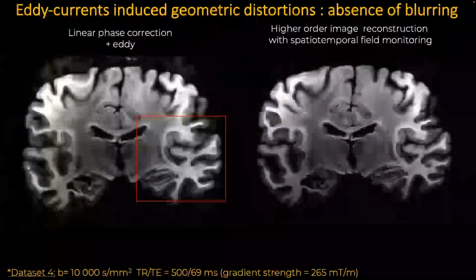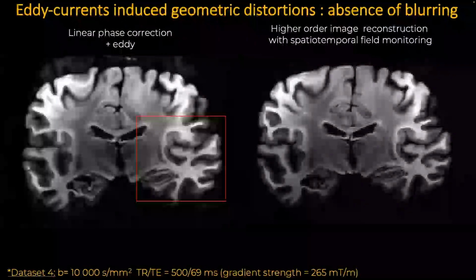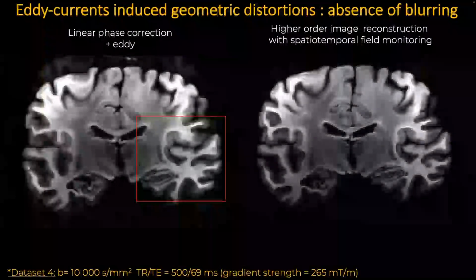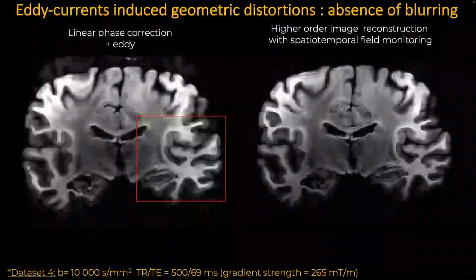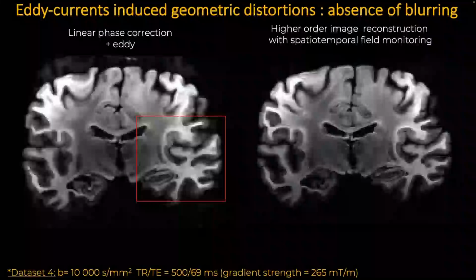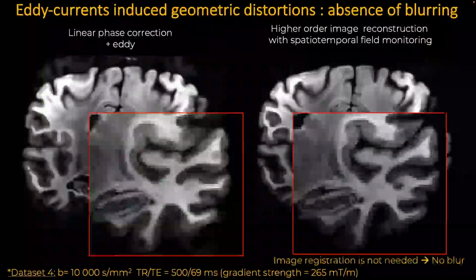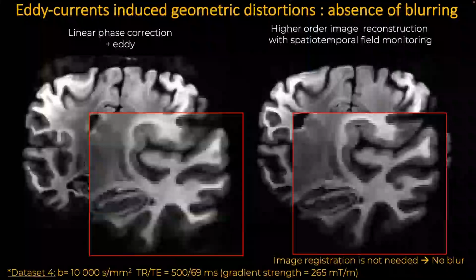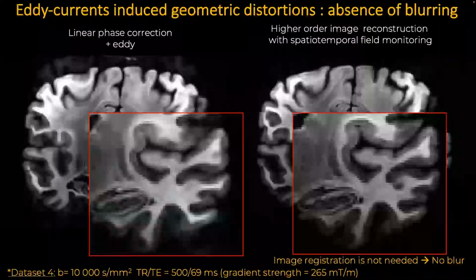Maybe this is not a super important issue when we are dealing with low resolution diffusion MRI, but definitely when we go to high resolution diffusion MRI, like in ex vivo, and we want to observe or measure microstructure in areas like the hippocampus, this is going to have a huge effect. As we can see here on the image on the right, with our high order image reconstruction technique, this is not a problem because it's a one-step approach, and all of the information is incorporated in the reconstruction step.